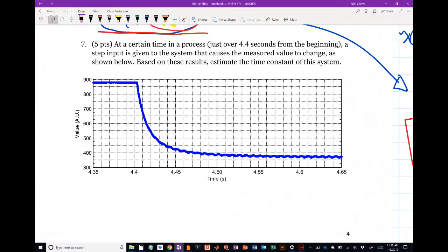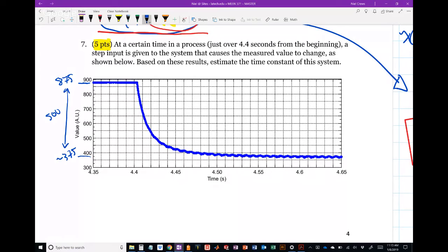Now let's look at number 7. This was the one that I gave you the full 5 points for. But here's the way that you do this, just so you know, for future reference for other exams. We're going to need to see what's going on here. So this is about 875. This final FEP value is about 375. And so the total change from here to here is about 500 units, whatever those units are.